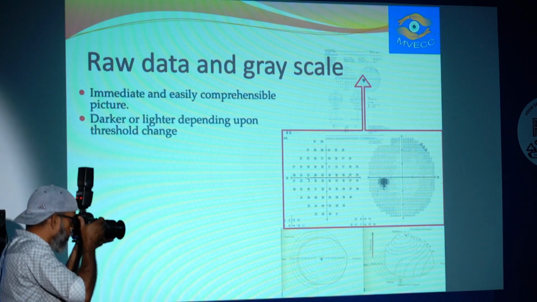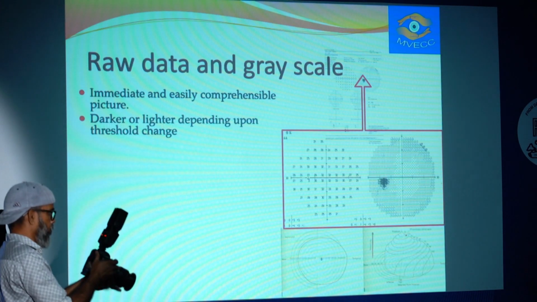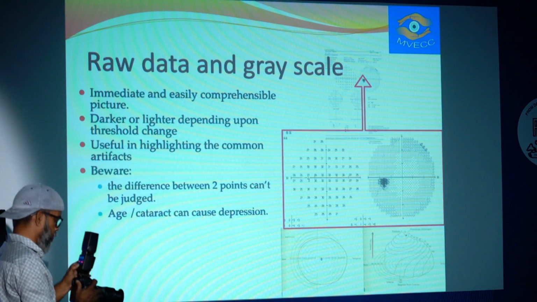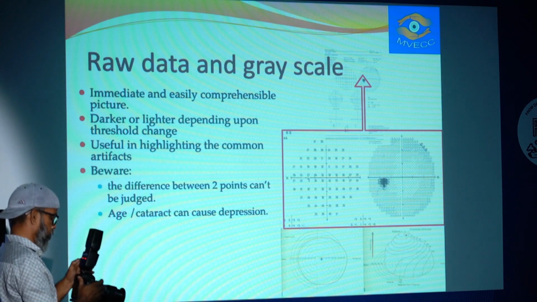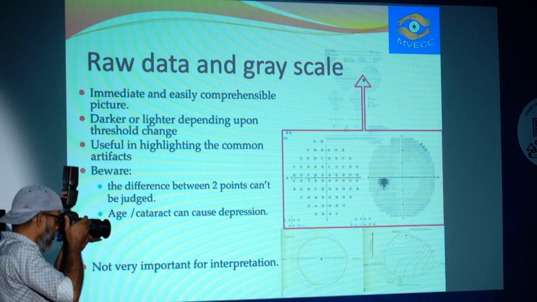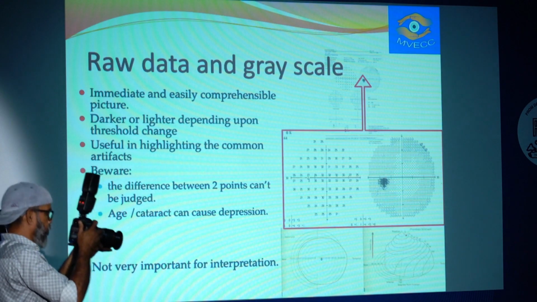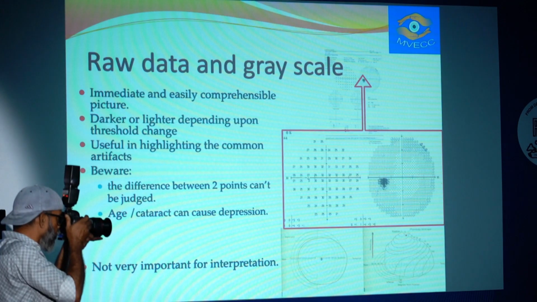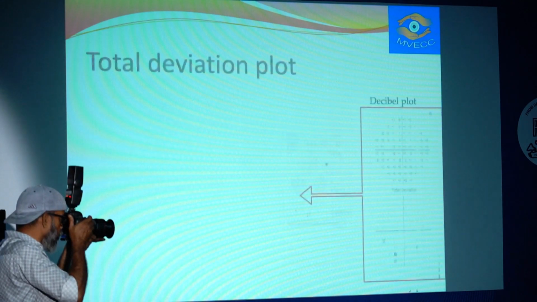Now, this is the second part, which is the raw data and the grayscale. We have to be very careful, because the two adjacent points can't be judged on the grayscale. It can cause depression with the cataract and age, and it is not so very important from the glaucoma point of view, but it can highlight some common artifacts and make the patient realize what he's losing.